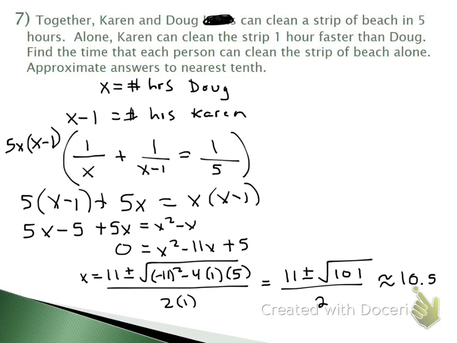And 11 minus the square root of 101. Make sure when you type it in your calculators, you're going 11 plus square root of 101, enter, divided by 2. Then 11 minus the square root of 101 divided by 2. What do you get, Austin, for that other one?